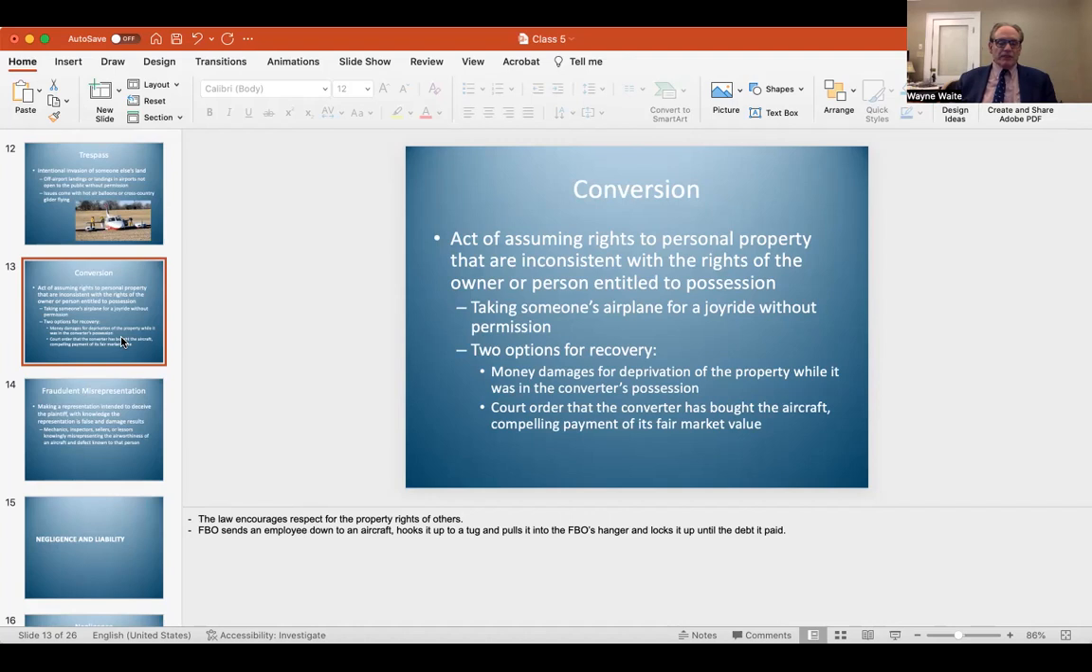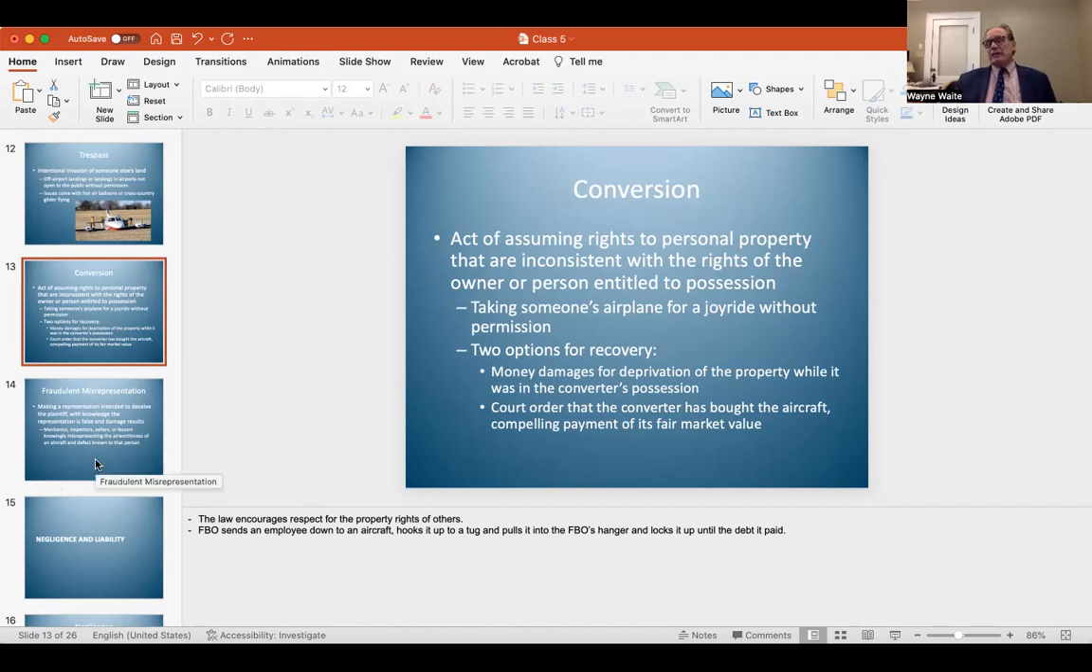If an FBO sends an employee down to an aircraft, hooks it up to the tug, pulls it into the FBO's hangar and locks it up until the debt is paid, two conflicting issues could come up. One, the FBO may assert that it has a garageman or a mechanic's lien that allows it to do that under state law. The aircraft owner is going to argue that the aircraft has been converted against the owner's wish, that the FBO has no legal right to hold the aircraft, and that it is being wrongfully held, and that the FBO should pay the full fair market value of the property.